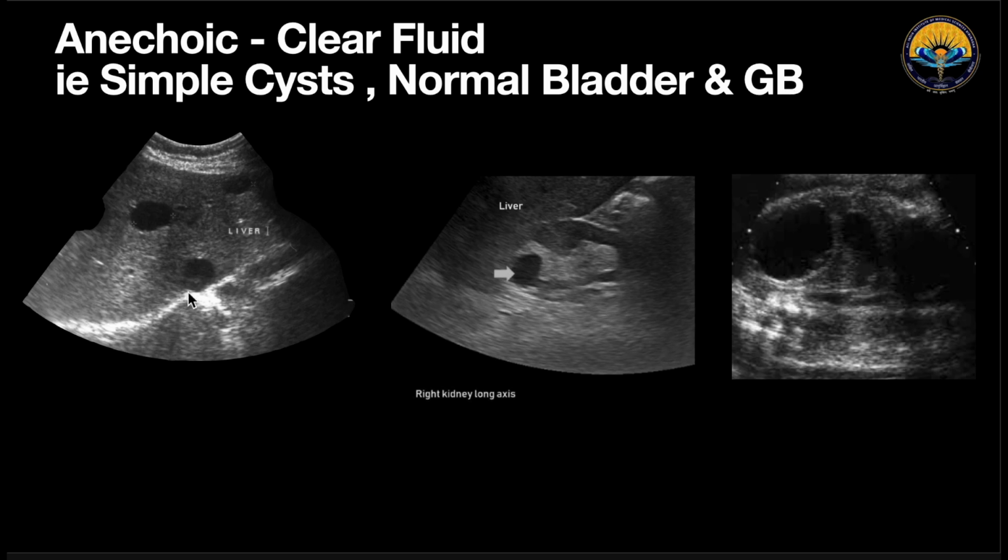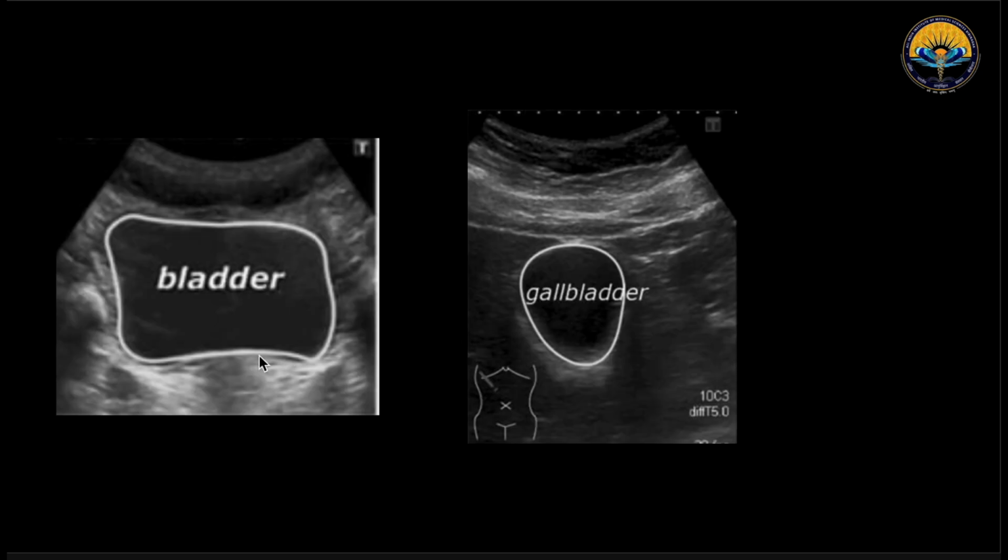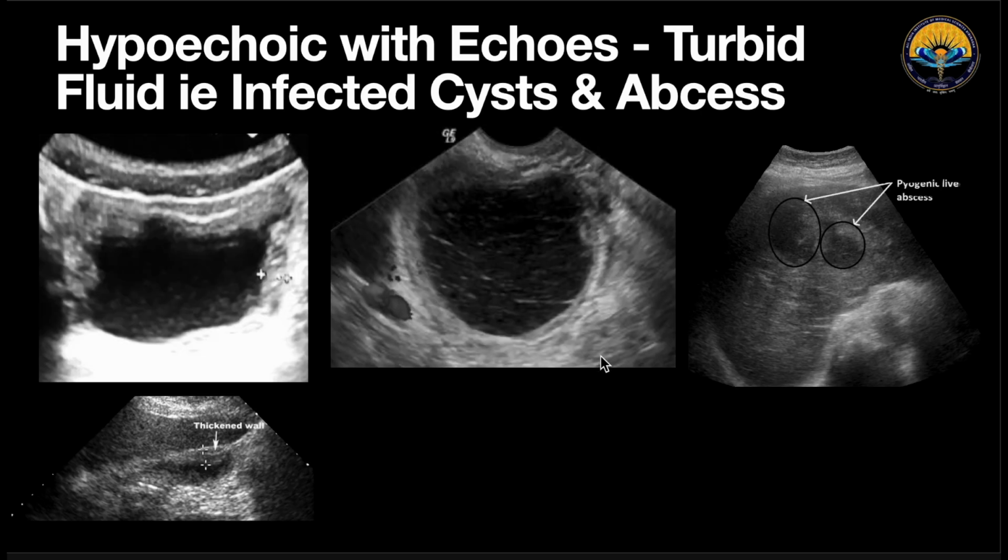So this was the liver. We can see some anechoic cysts here. These are simple cysts. The same goes for kidneys. We can see this was the liver, this is the right kidney, and here we can see an anechoic simple cyst. And this is the ovary of the patient, and in the ovary we can also see a simple cyst. Here we can see a normal anechoic bladder. Here we can see a normal anechoic gallbladder.